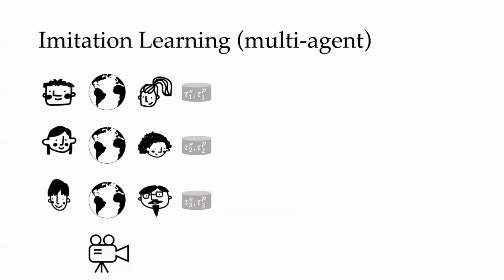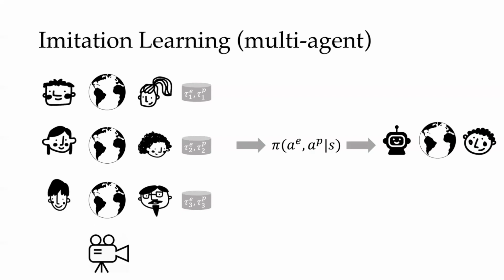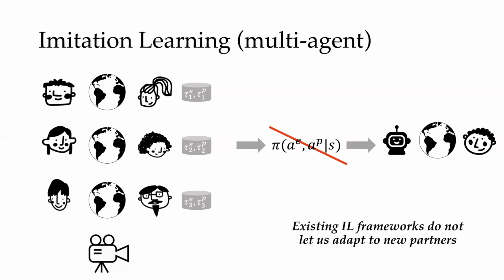In the standard multi-agent imitation learning setup, the trajectories are paired. We observe pairs of ego and partner agents interacting in the environment, where tau E are the ego agents and tau P are the partner agents. Then we simply learn a joint policy pi that outputs the actions of both agents. But this is unhelpful for our goal of adapting to new agents, since we've learned a static joint policy that only works with agents from our training dataset.